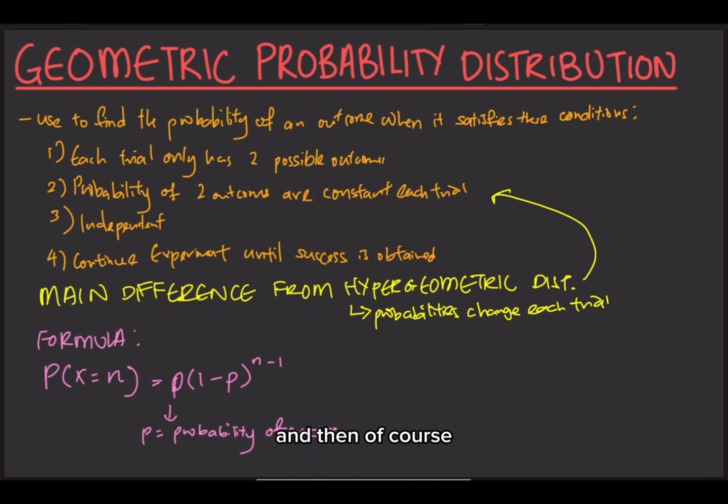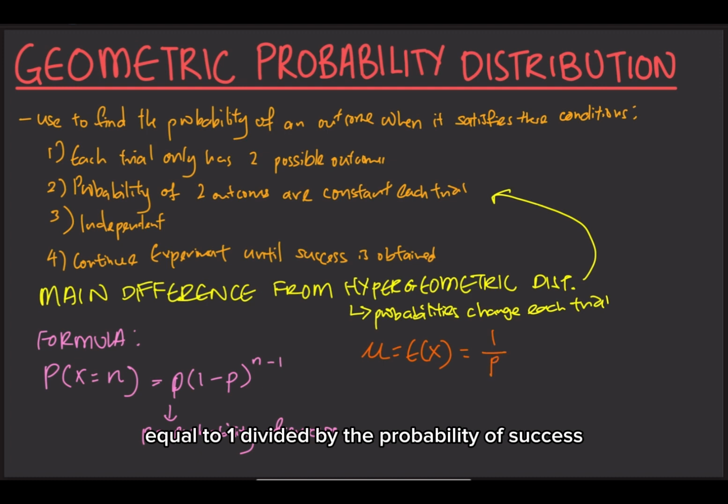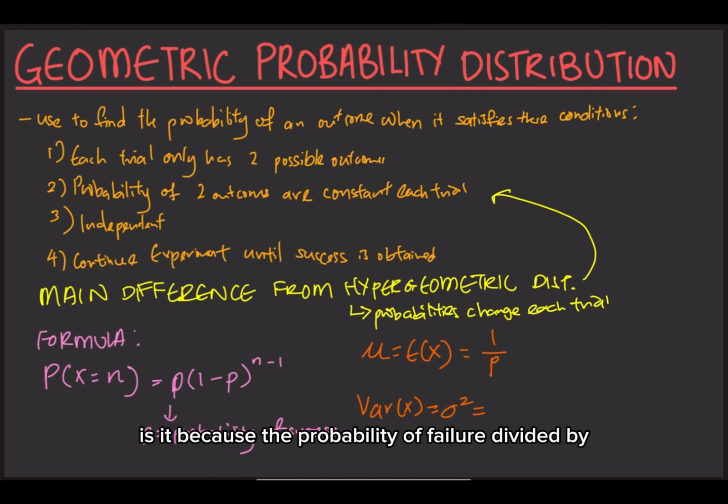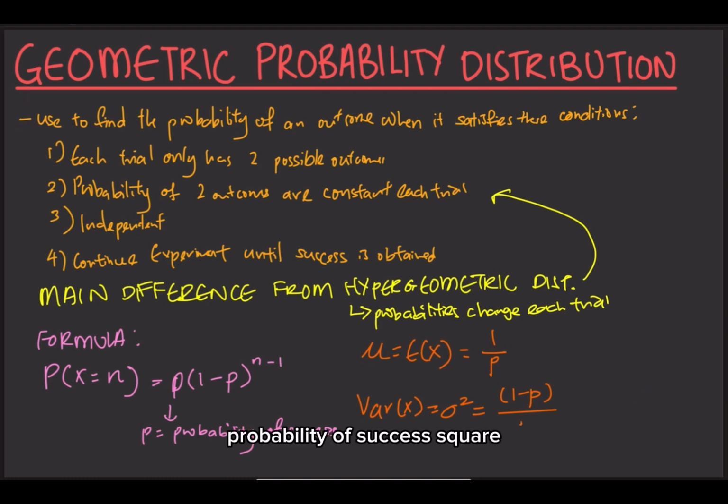And then of course we also have the formula for the mean of a geometric probability distribution, also known as the expected value of x, equal to 1 divided by the probability of success. And our variance, also denoted as sigma squared, is equal to the probability of failure divided by the probability of success squared. Moving on to an example question.